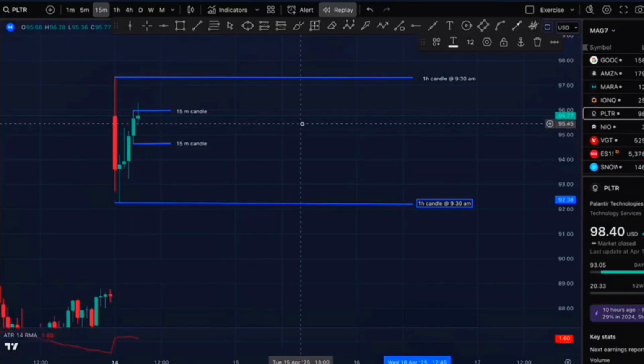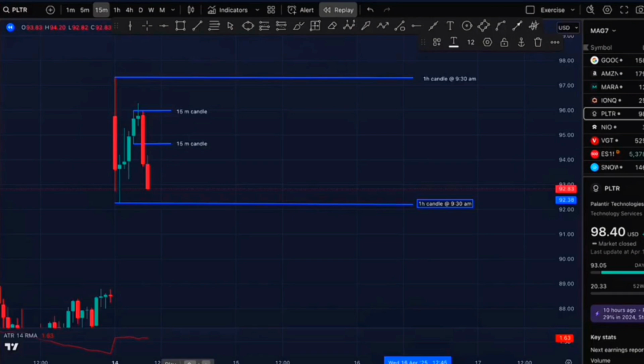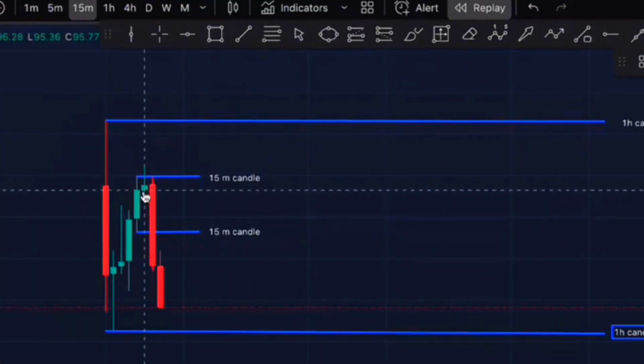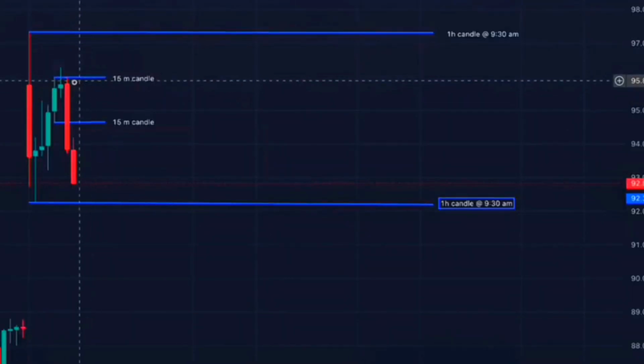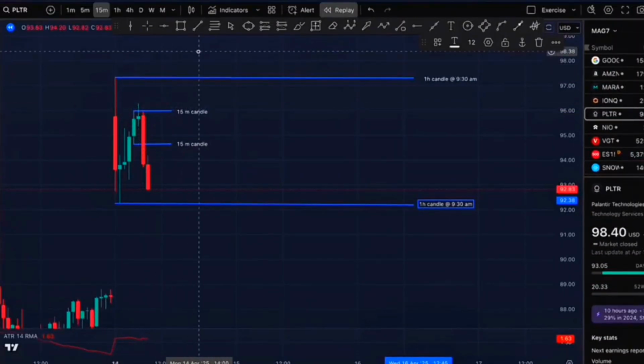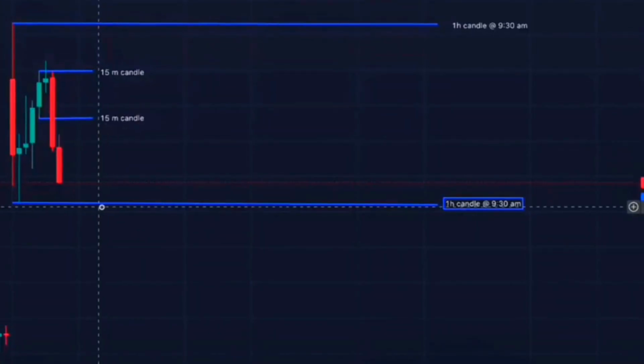So now let's let it play out to see. Okay, we have this candle here, and as you can see here, this candle closed inside the range of 15 minutes. And one possibility could be to go higher or to retest the lower range over here.